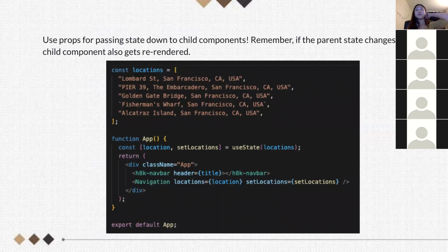This is another example, just a quick example of passing down props. We have our locations here, and location and set location. We want the initial value of location to be set equal to this array. So we're going to set that equal to our initial value. And you can actually pass down into your props both location and set location. So this is just one example.